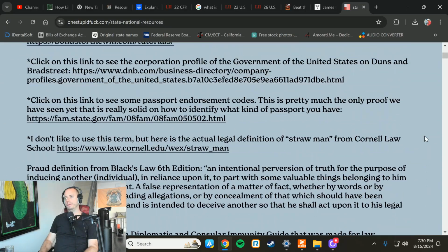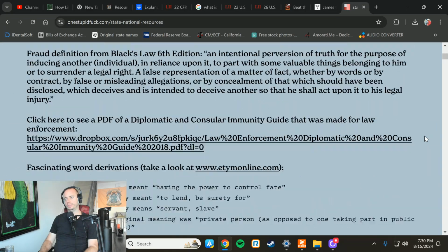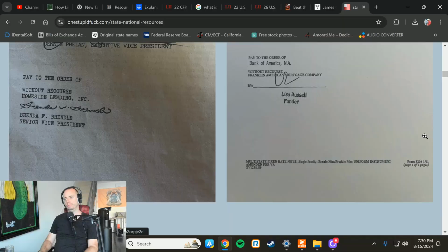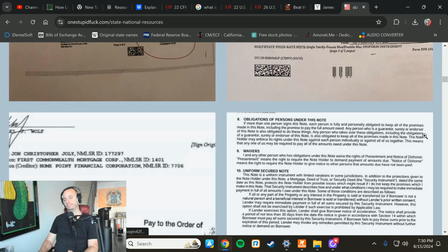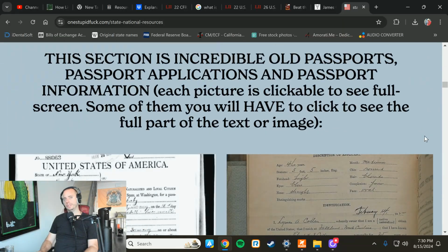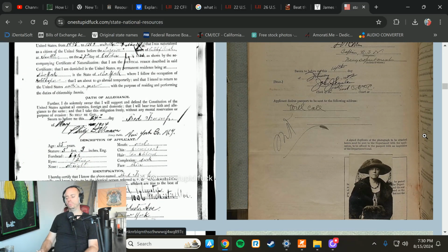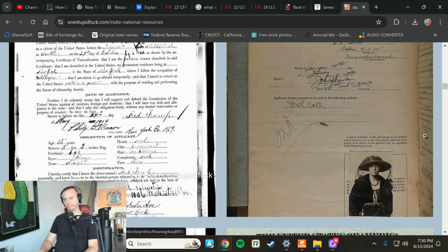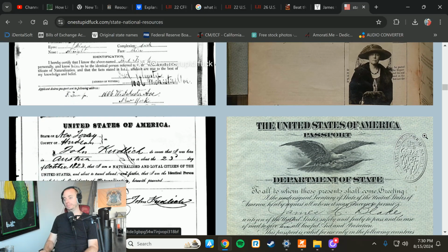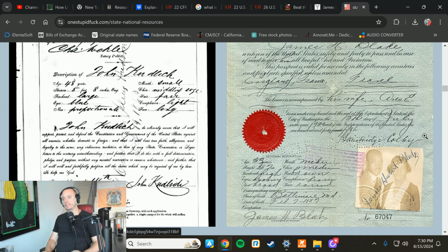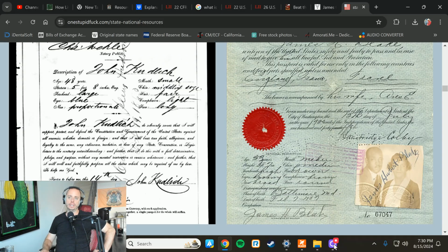If you go on my State National Resources page and you scroll down, there's going to be a section here, which I'm going to try to keep up as long as I can. This section is incredible: old passports, passport applications, and passport information, right? This is a whole bunch of crazy stuff that I found on Wikimedia Commons. No idea what that is. Someone sent it to me and I was like, holy shit. It's a bunch of old passports, right, bro?